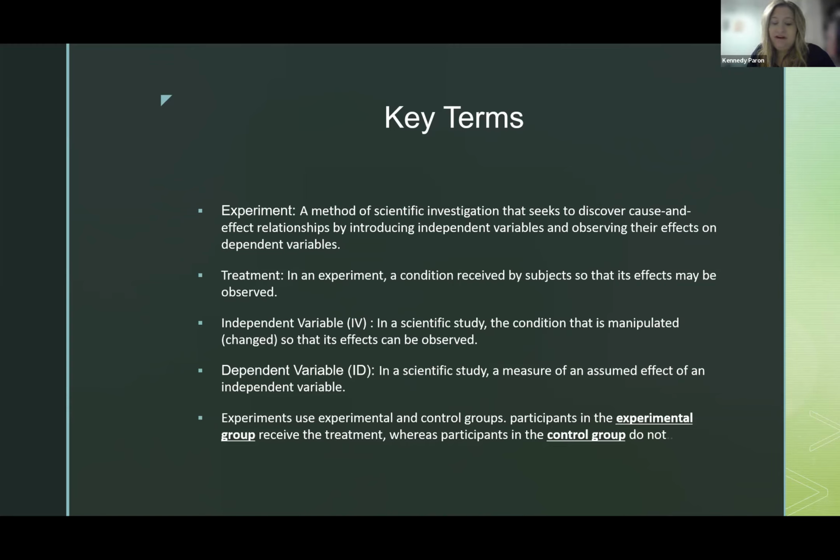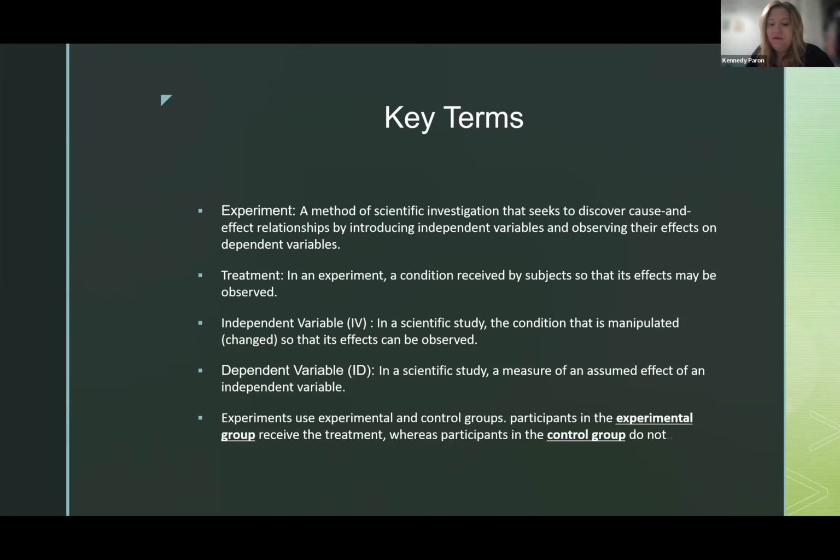So independent variable, or IV, this is a scientific study. The condition is manipulated or changed, so the effects of it can be observed. This is different than the dependent variable, or the DV. In a scientific study, a measure of an assumed effect of an independent variable. So they cannot exist without each other.